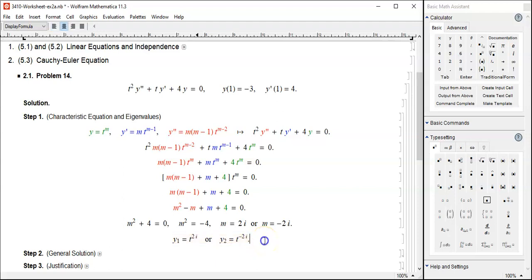And then we can express the general solution as c1 t to the 2i power plus c2 t to the negative 2i power. Yes, we can write it like this, and then you can even stop here if this were a general solution problem.